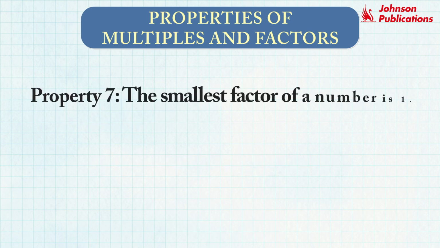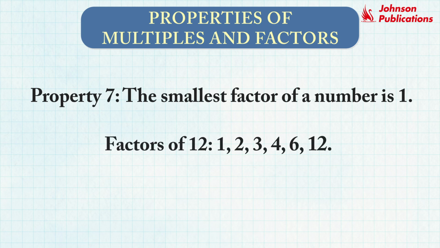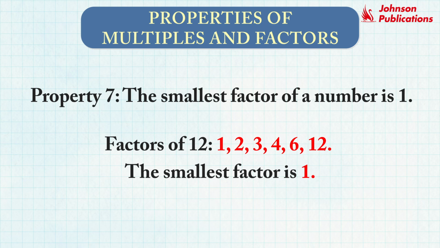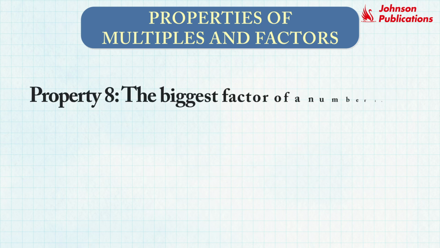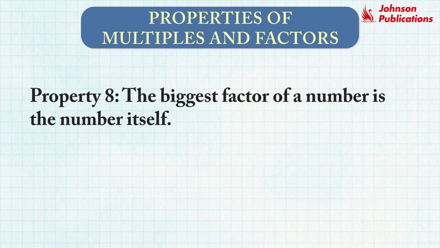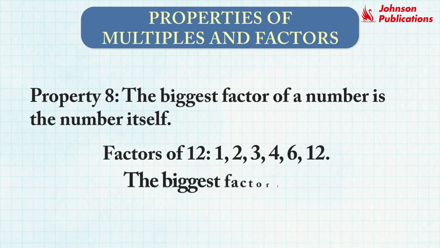Property 7. The smallest factor of a number is 1. For example, the factors of 12 are 1, 2, 3, 4, 6, and 12. Here, the smallest factor is 1. Property 8. The biggest factor of a number is the number itself. In this example, the biggest factor is 12.